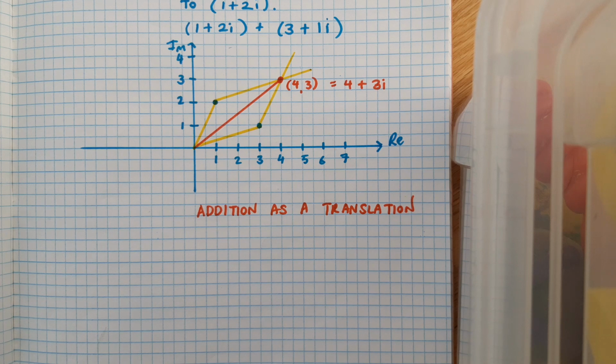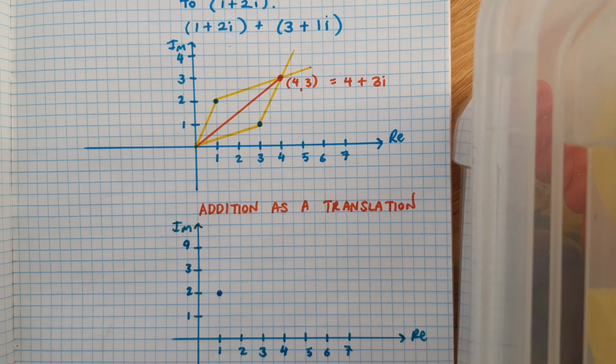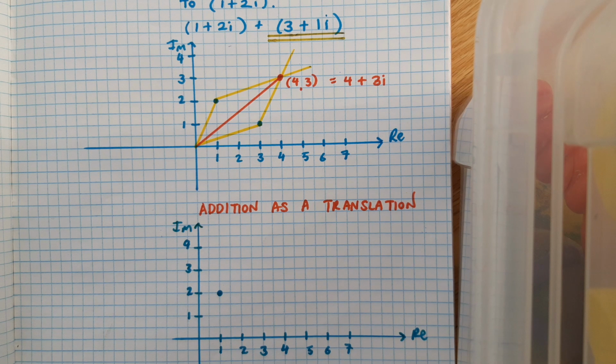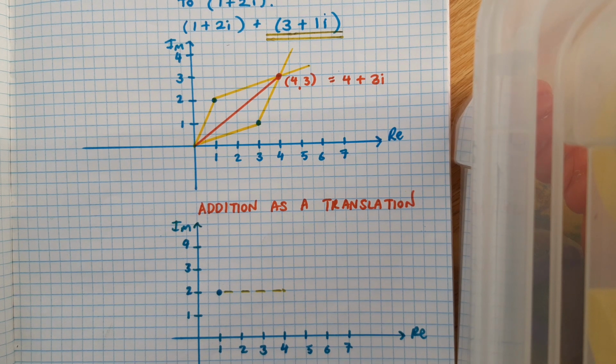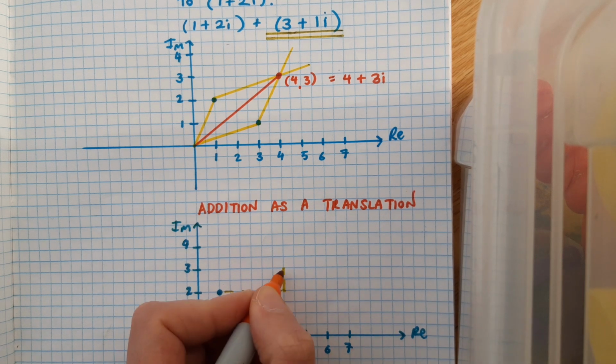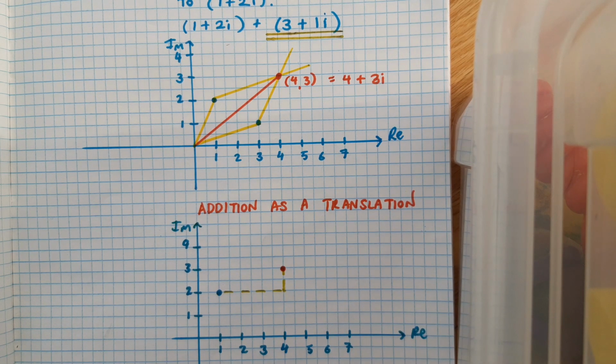We can also think of addition as being a translation. And I'm going to use the same example as before. So I've got 1 plus 2i, which is the point that I'm starting off with, and I want to add 3 plus 1i. And this addition operates as a translation. So I can think of it as adding 3 to the real component. It's like I'm going 3 steps across in the positive direction on the horizontal axis. And then adding 1 to the imaginary component. So I'm moving 1 step in the positive vertical direction. And this has the result of me landing on that same solution, 4 plus 3i.